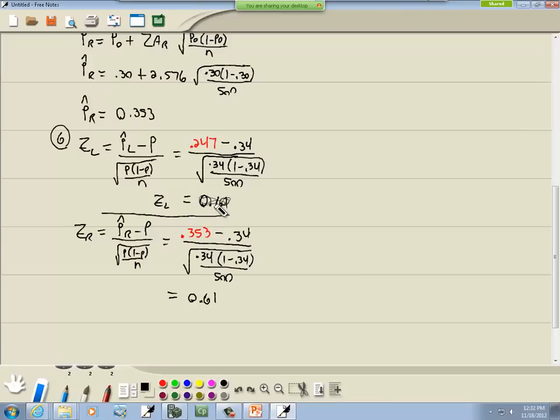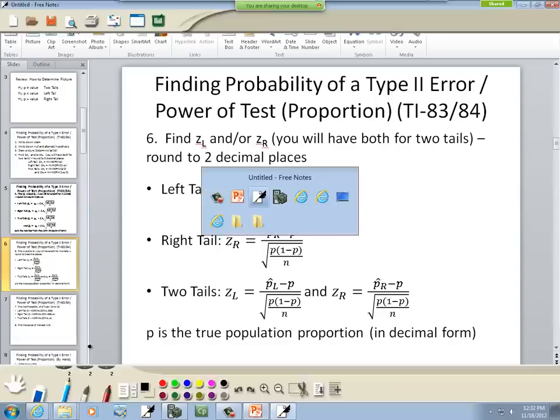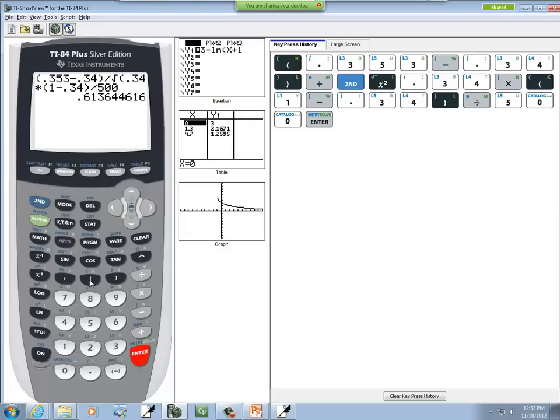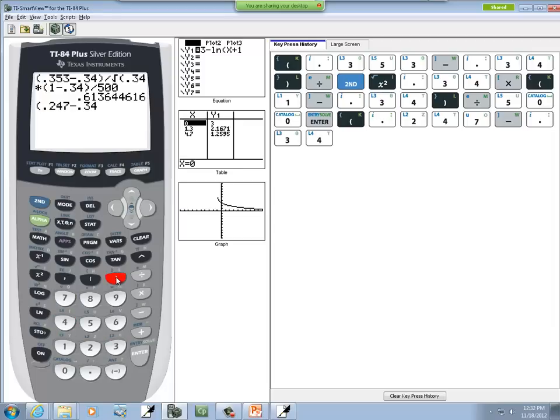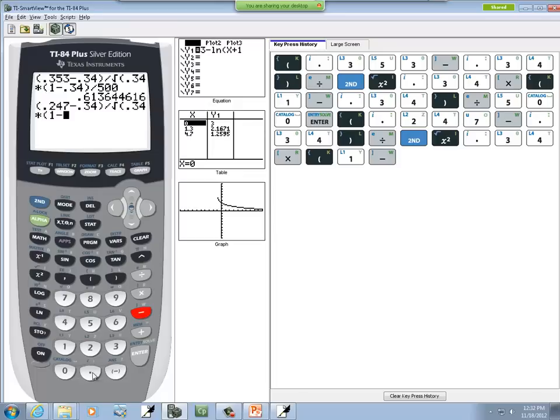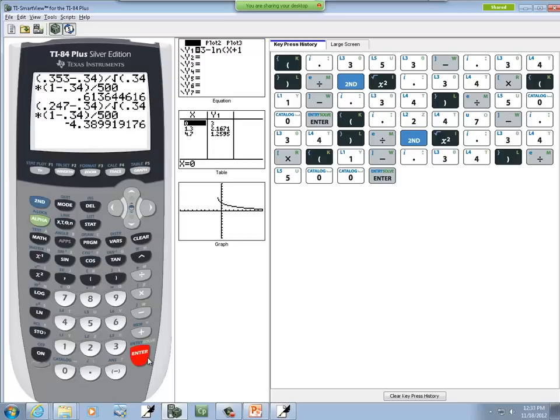Okay, so let's correct this now and see what this is going to equal. So, 0.247 minus 0.34, closing parentheses, divided by the square root of 0.34 times beginning parentheses 1 minus 0.34, closing parentheses, divided by 500. And we get negative 4.39.